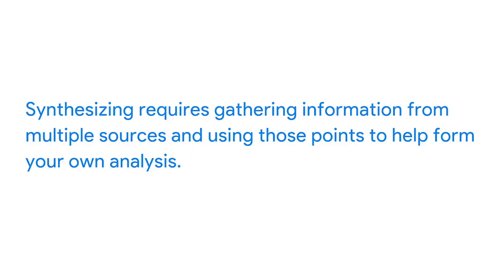To write an effective one-sentence overview of a problem, you'll need to synthesize information from various sources, like emails, presentations, meeting notes, and more. Synthesizing requires gathering information from multiple sources and using those points to help form your own analysis. For example, it wouldn't be very helpful to send a stakeholder a link to your project plan because it doesn't give them a thorough understanding of what the problem entails. To determine which information is relevant and belongs in a 1 to 2 sentence overview for your stakeholders, ask yourself, how can I communicate a decision in a way that makes it easy for them to decide?